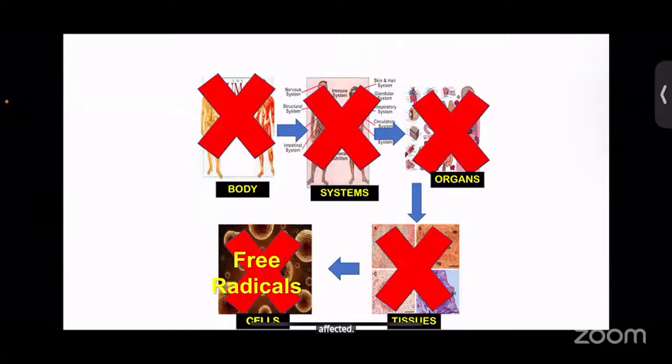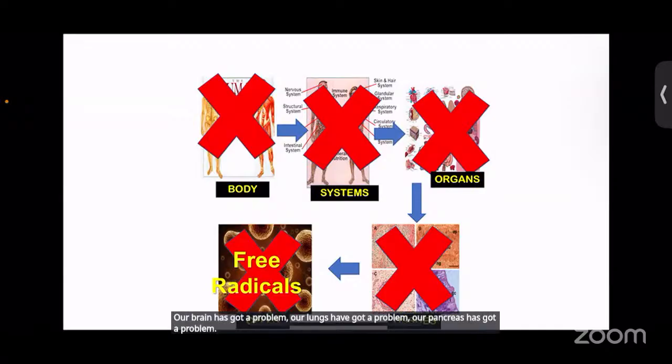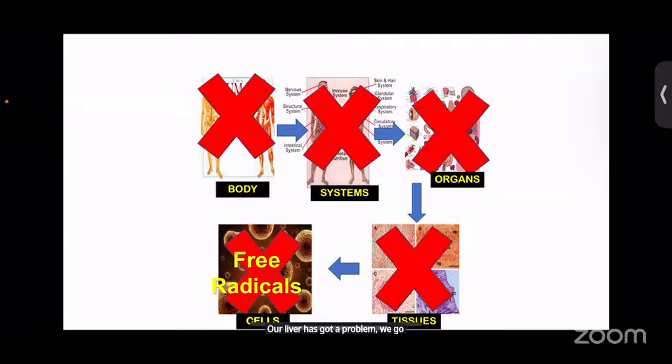We normally go to the hospital at the organ level. At the organ level, that's when our heart has a problem, our brain has a problem, our lungs have a problem, our pancreas has a problem, our liver has a problem. We go to the hospital at the organ level, and that means we are already 50% dead. And then from there, systems.